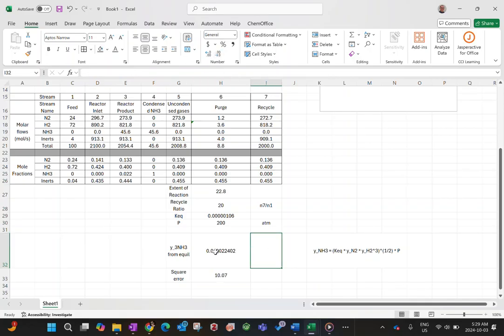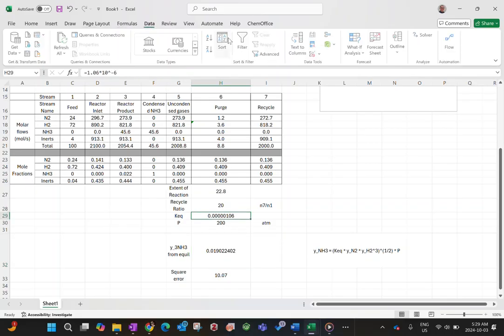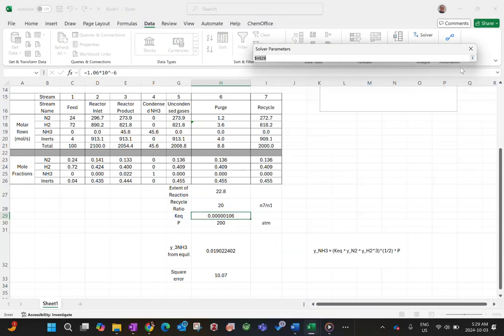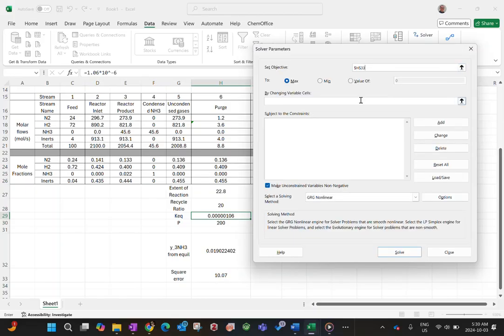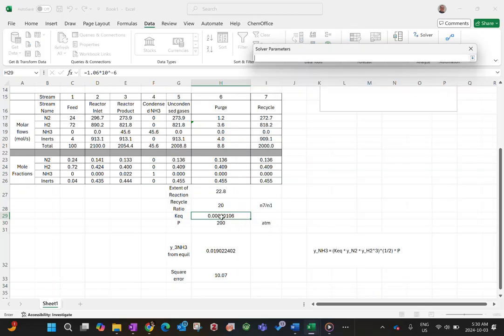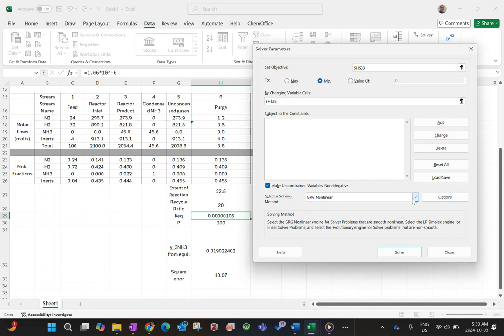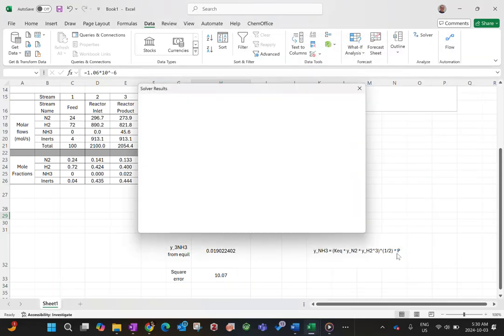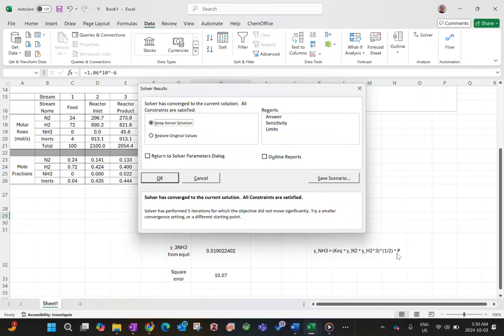Okay, and so now I am going to just use Solver. So I want to change the square error to a minimum by changing the recycle ratio. Okay. So let's hit solve. Ba-bam. And hope for the best. It says it's converged.